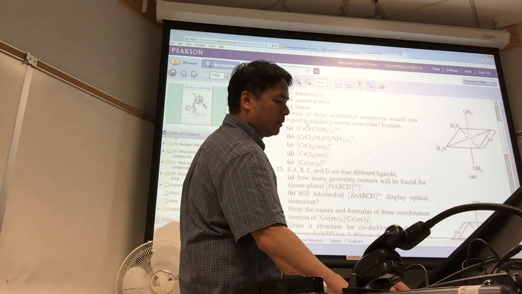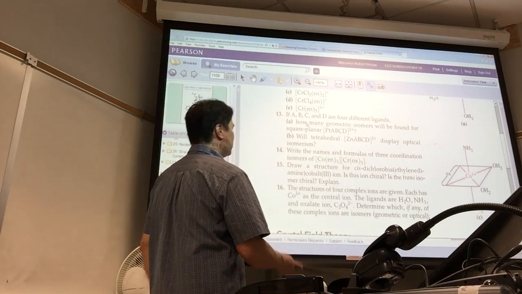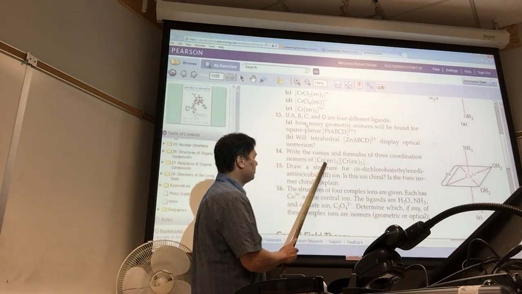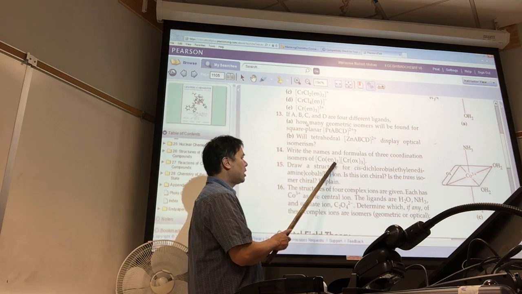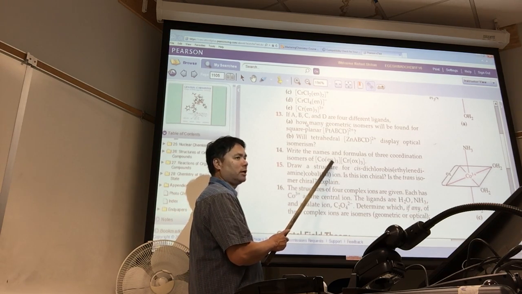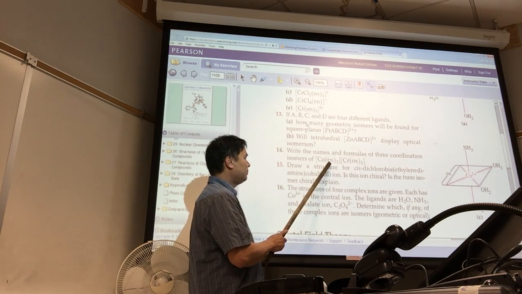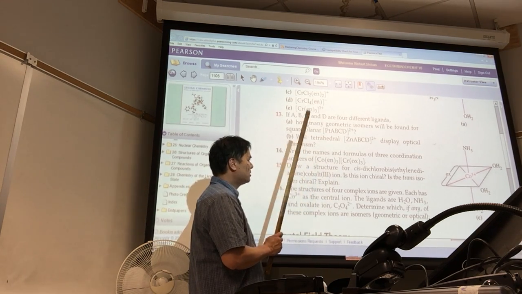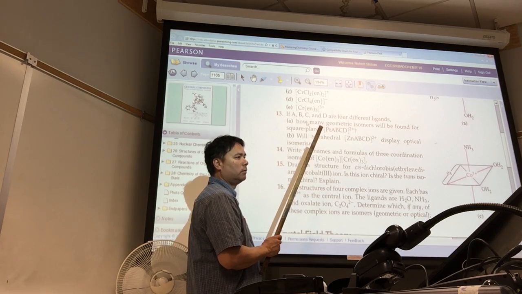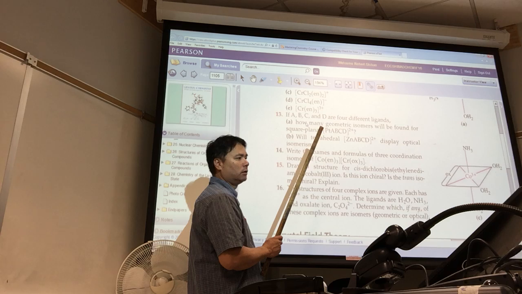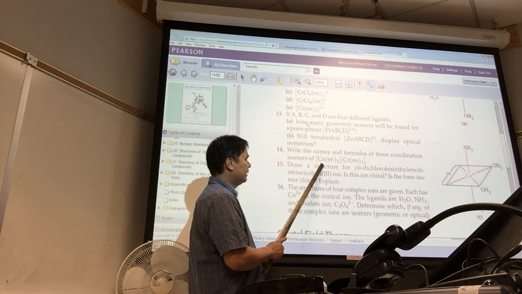Okay, here's one. Let's use a new prefix here. Let's name the cation. Would this be triethylene diamine or tris-ethylene diamine? This would be tris. Tris-ethylene diamine, cobalt. What are the common charges of cobalt? +2 and +3. Cobalt +2 or +3.